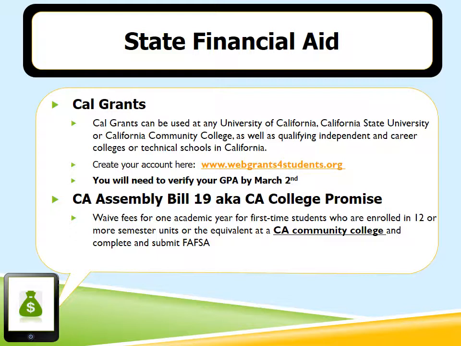The California Assembly Bill number 19, also known as the California College Promise, waives fees for one academic year for first-time students who are enrolled in 12 or more semester units or the equivalent at a California community college, and must complete the FAFSA.